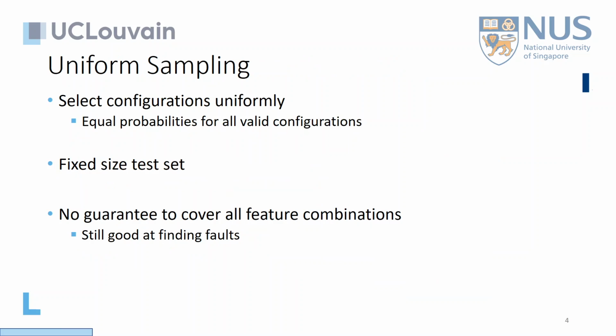An alternative approach is uniform sampling, which uniformly selects configurations among all valid ones. Uniformly means that all configurations have equal probabilities to be selected. With this approach, we can build a fixed size test set, so we sample exactly the required number of configurations, for example 100. However, with this approach we lose the guarantee to cover all possible feature combinations. Though many works argue that this approach is still good at finding faults.